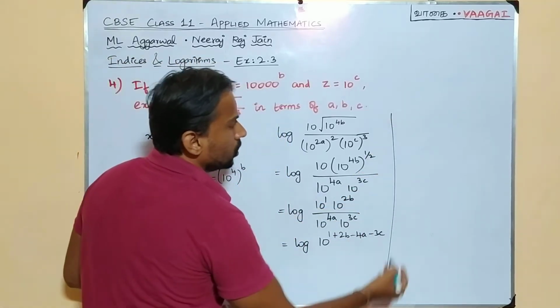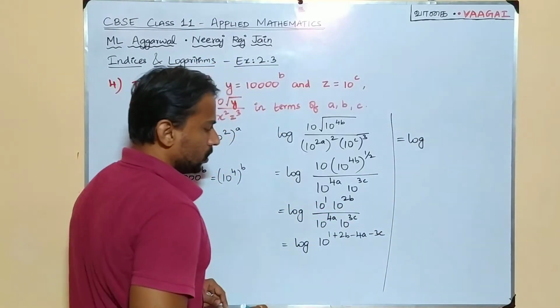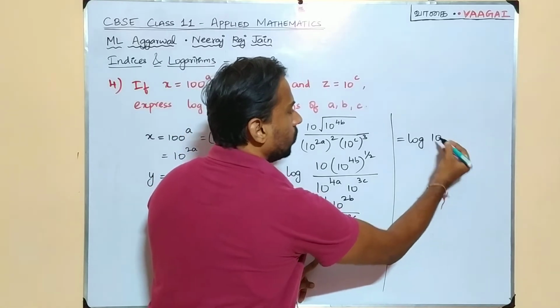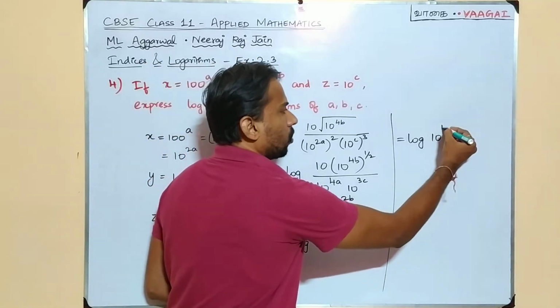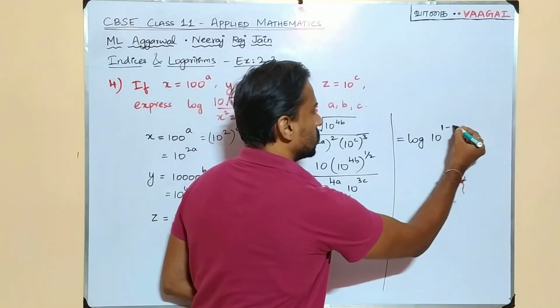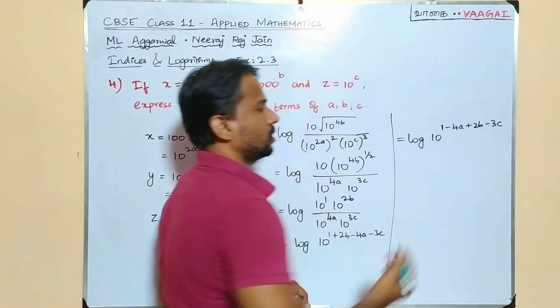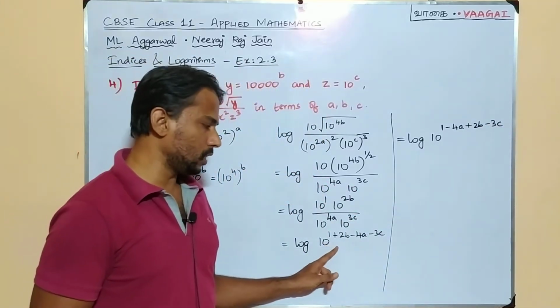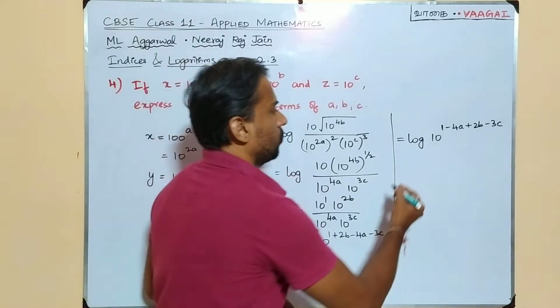Let me continue here. So now this will become log of 10 to the power, and let me write it in a proper order. First I'll write the constant 1, then the a term, which will be minus 4a, then plus 2b minus 3c. Now it will be clear to you. Whatever I have here, I'm just writing it in a proper order.